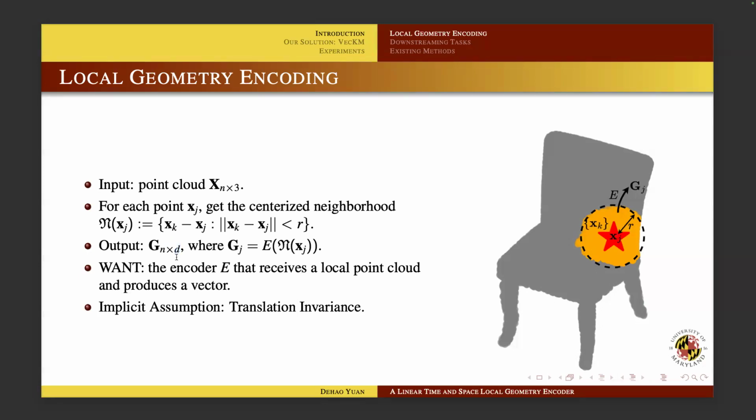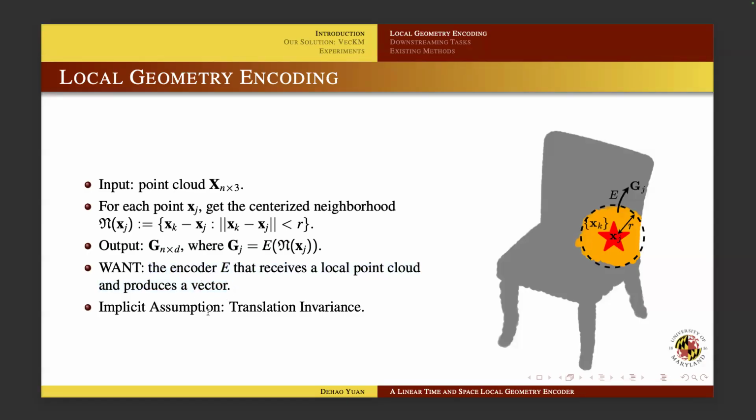Written in mathematical form, we want to get a matrix G of shape M by D, where Gj equals the encoding of the centerized neighborhood. Basically, we want an encoder E that receives a local point cloud and produces a vector encoding. So that's the problem definition.